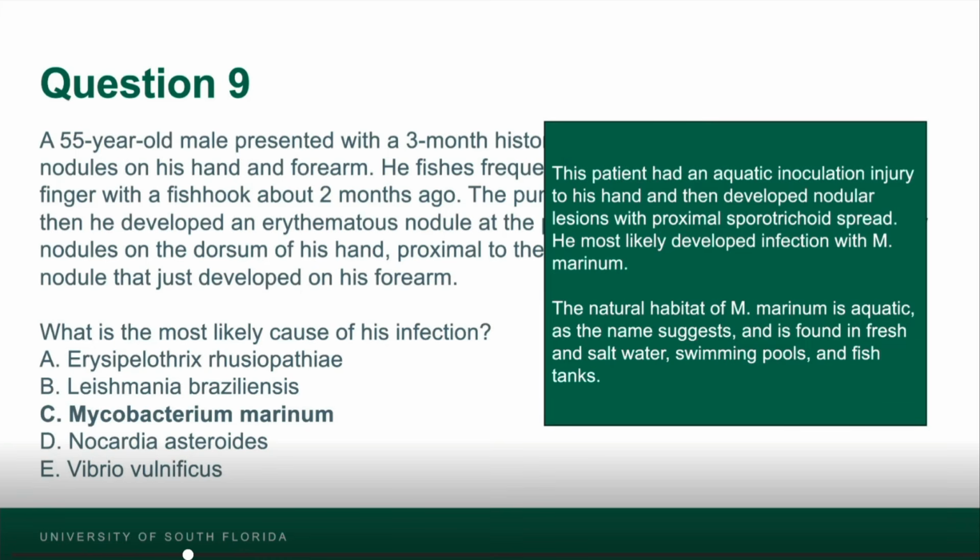And what do you call that spread of the lesions going up the arm? So, nodular lymphangitis or sporotrichoid spread. And at the end of this lecture, I have a slide with some of the different causes because boards do seem to love that too.